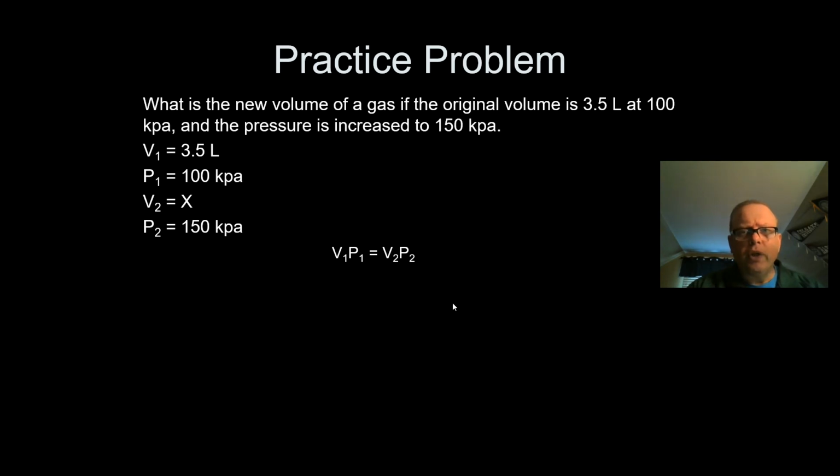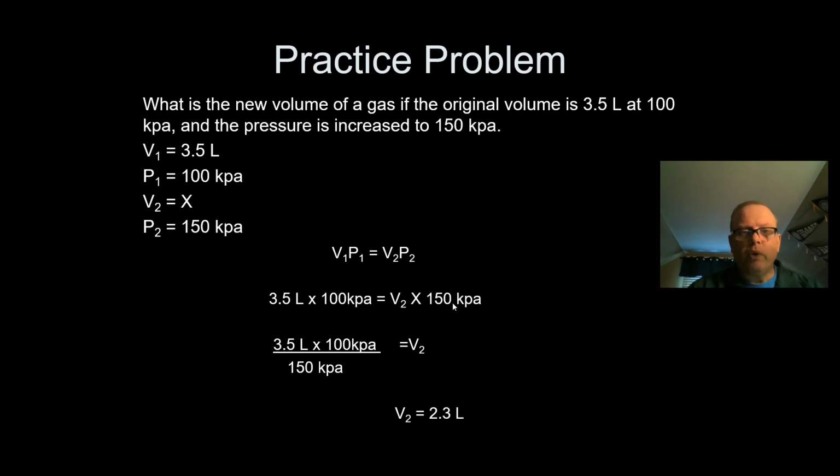Now, you there at home, what is going to happen to the new volume? Because we're going to increase the pressure, pressure will go up, the volume will go down. So here's how it's solved. 3.5 liters times 100 kilopascals on one side, that's our V1 times P1, is equal to V2, the new volume, times 150 kilopascals on the other side. We simply collect and then we solve. Kilopascals will cancel out and leave the only unit left, liters, and that will create a V2 of 2.3 liters. Makes sense. As the pressure goes up, the volume went down, and that is the ratio.